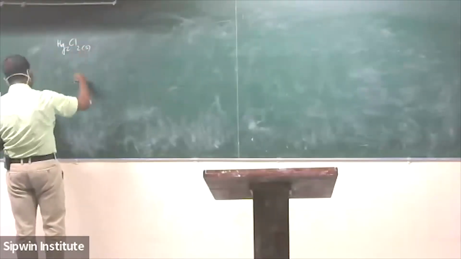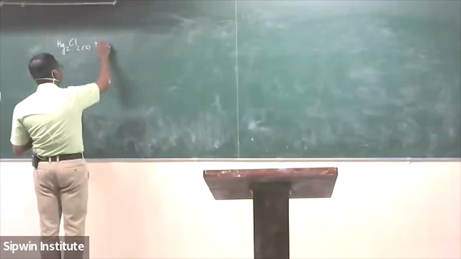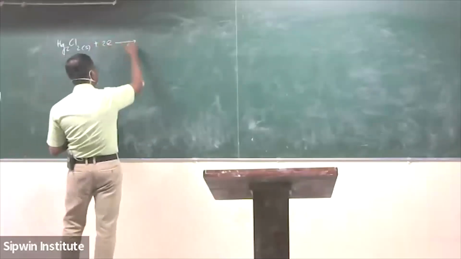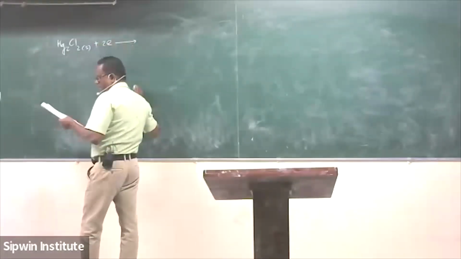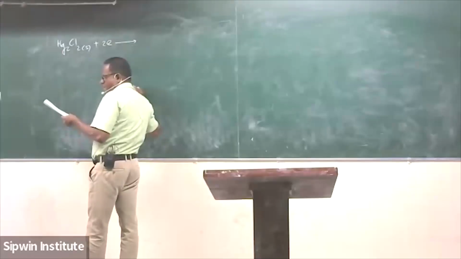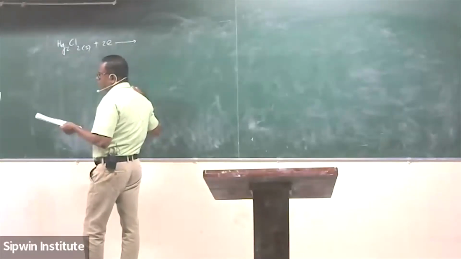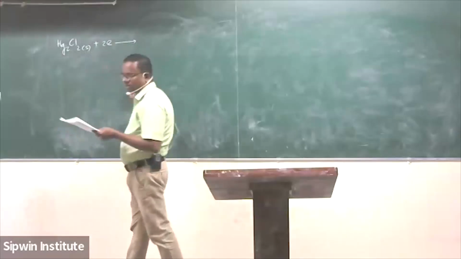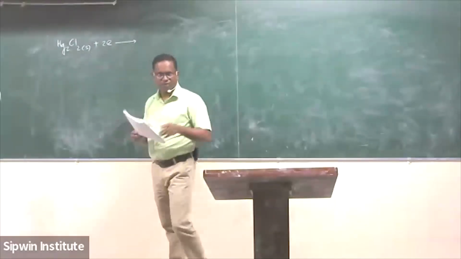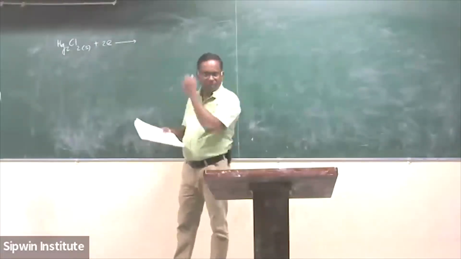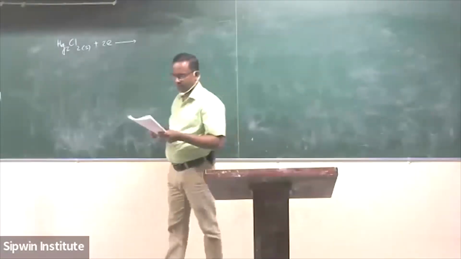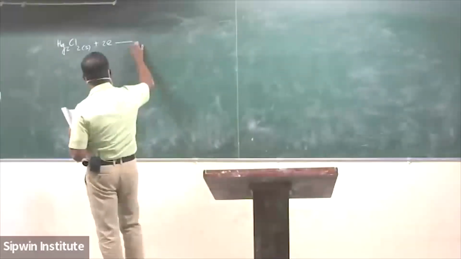Hg2Cl2 solid, take 2 electrons. Here, the two terminals are not connected. Since the terminals are not connected, it is better to write this one as reversible.